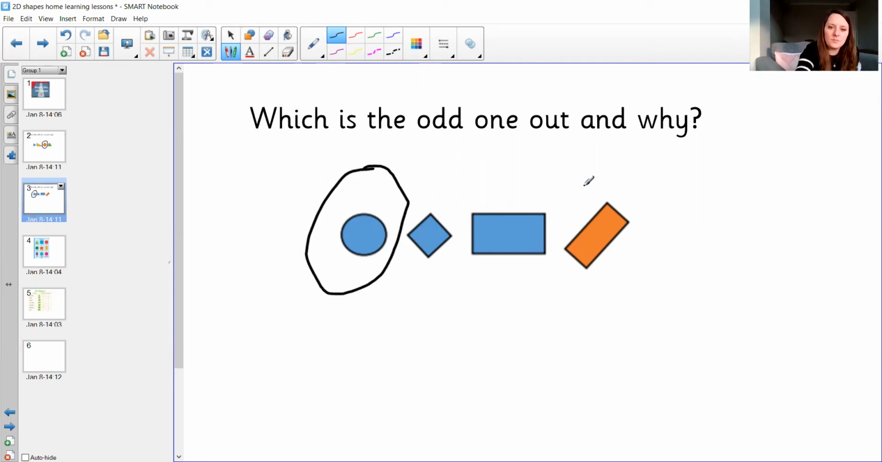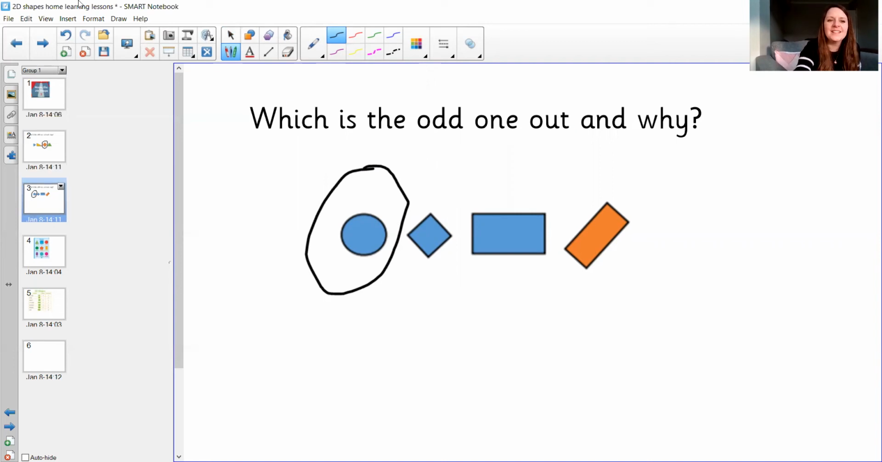That's right. All of these 3 shapes all have 4 sides and 4 corners or 4 vertices. This one here at the beginning does not have 4 sides, does not have 4 corners. How many sides does it have? That's right, it has 1 curvy side. And how many corners? That's right, no corners at all. So this is the odd one out.